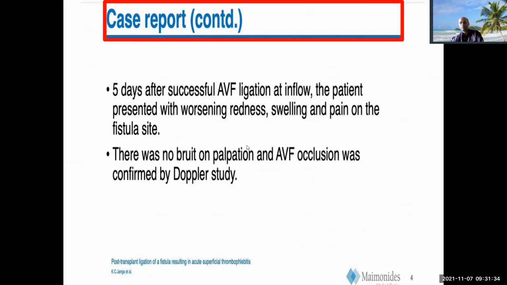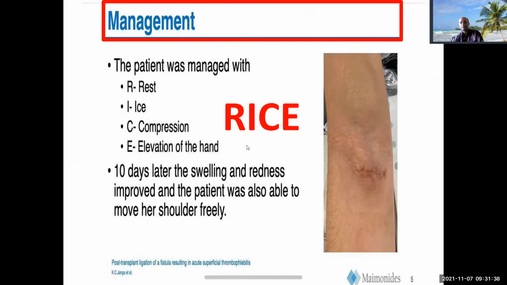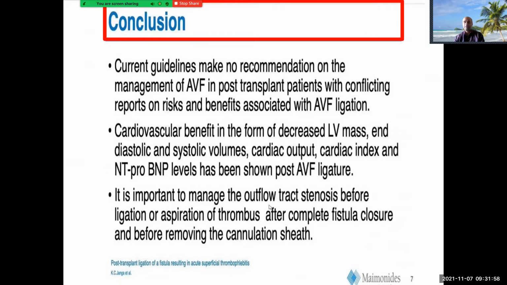There was no pre-on palpation, and the fistula occlusion was confirmed by Doppler study. The patient was managed with rest, ice, compression, elevation of the hand. Ten days later, the swelling and the redness improved, and the patient was also able to move her shoulder freely.